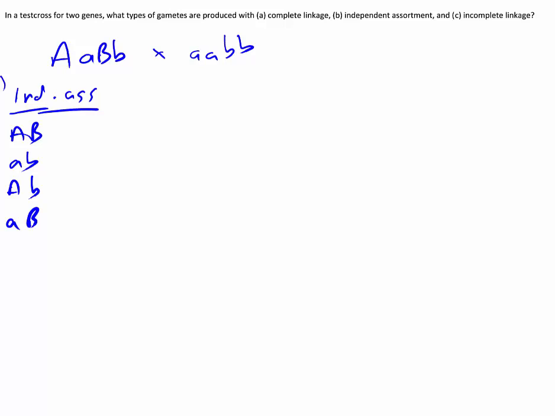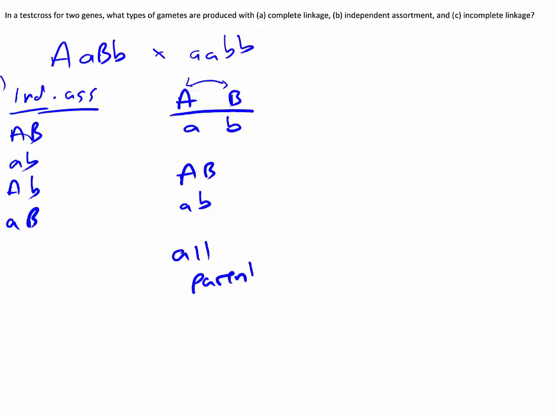Question A. Complete linkage means that these genes are on the same chromosome, so we draw them like this. They're so close together that we never get crossing over between them. And so that means we can get this, and we can get this. We get all parentals. Here, parentals equals recombinants, so we get 50% parentals, 50% recombinants. That's the definition of independent assortment.